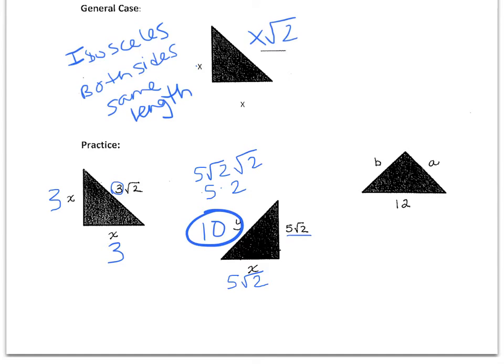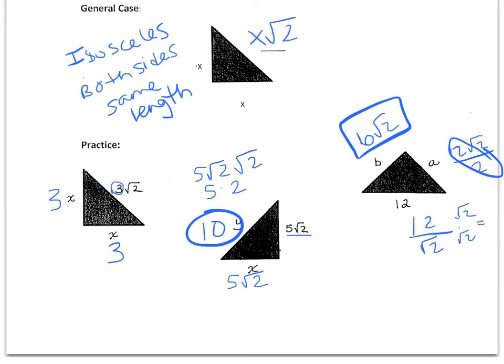The last one, the hypotenuse is 12. That doesn't look like an x times square root of 2, but it is. It's just disguised. So to go backwards, instead of taking the short sides times the square root of 2, I'm going to take the long hypotenuse side and divide by the square root of 2. And then we have to rationalize that, multiply by square root of 2 over square root of 2. So we end up with 12 square root of 2 over 2. And you can simplify. 12 divided by 2 is 6. So both side lengths are 6 square root of 2.